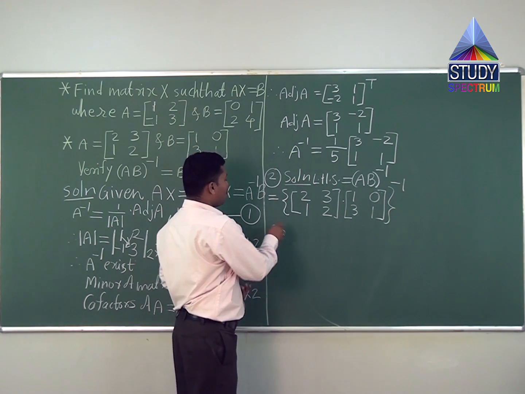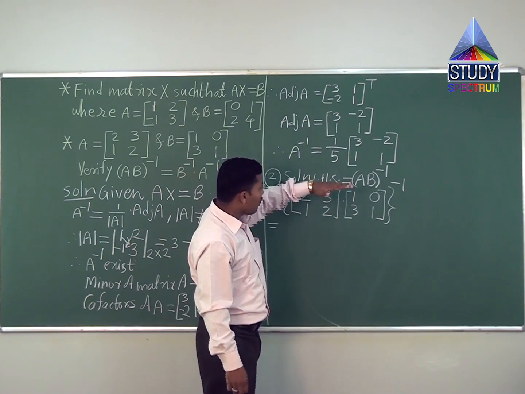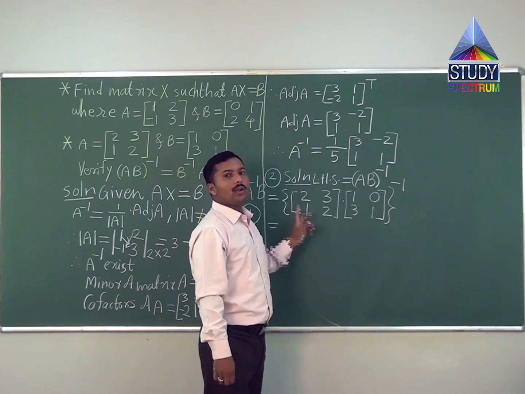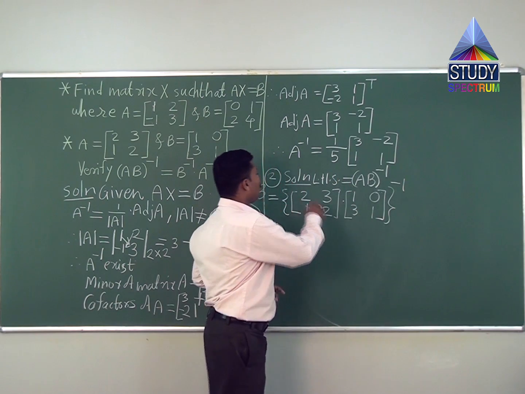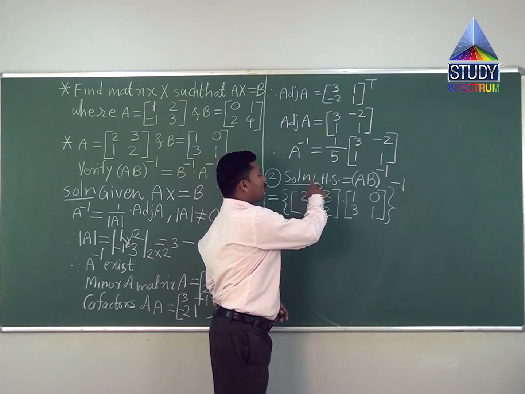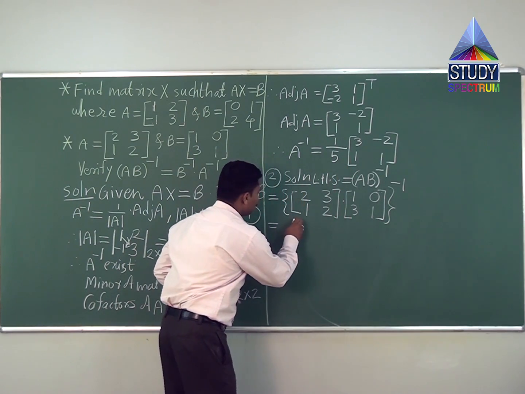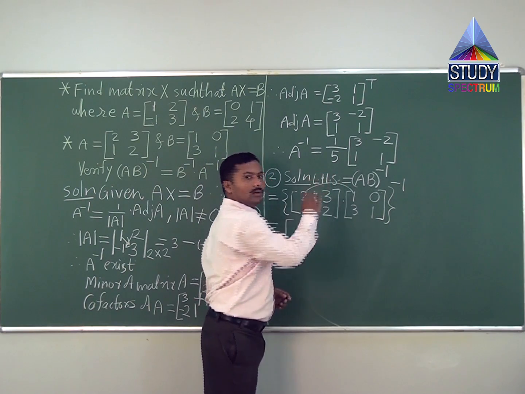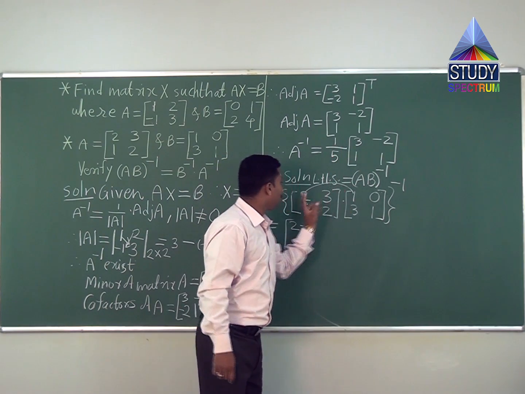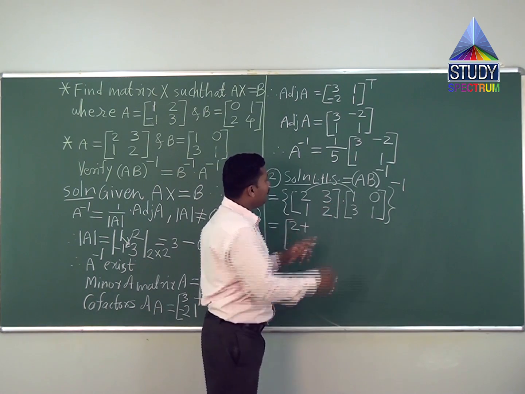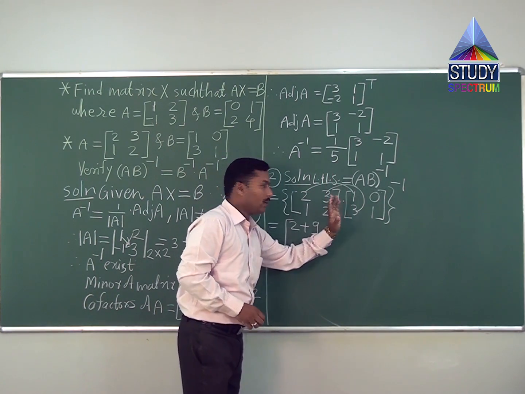So how can we find the product of two matrices? Simple idea. First row, first column: sum of products of corresponding numbers of the row and column. So we take first row, first column. 2 into 1, 2. Sum means plus. 2 into 1, 2, plus 3 into 3, 9. So the first row, first column is finished.